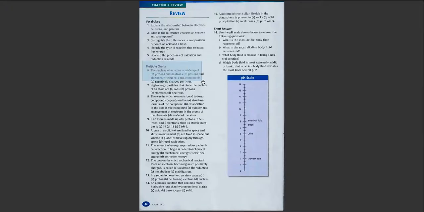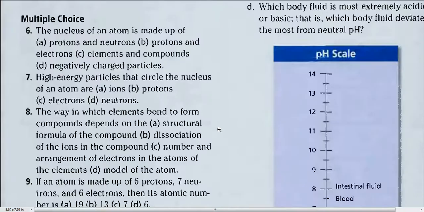Multiple choice. 6. The nucleus of an atom is made up of A, protons and neutrons, B, protons and electrons, C, elements and compounds, D, negatively charged particles. 7. High-energy particles that circle the nucleus of an atom are A, ions, B, protons, C, electrons, D, neutrons. 8. The way in which elements bond to form compounds depends on the A, structural formula of the compound, B, dissociation of the ions in the compound, C, number and arrangement of electrons in the atoms of the element, D, model of the atom.